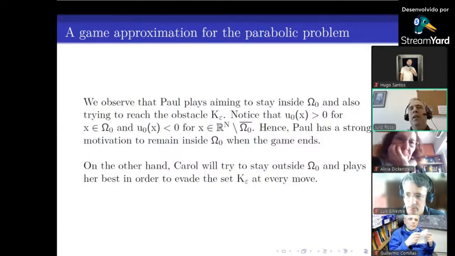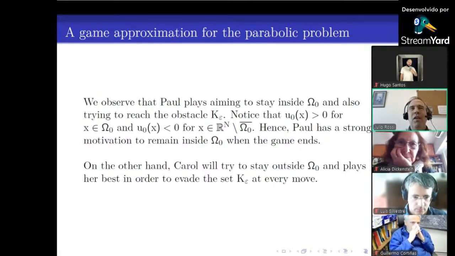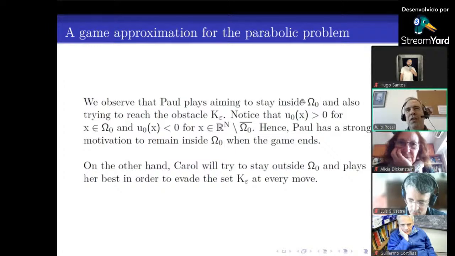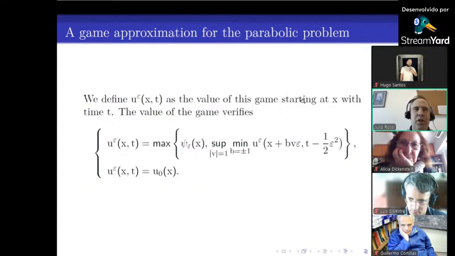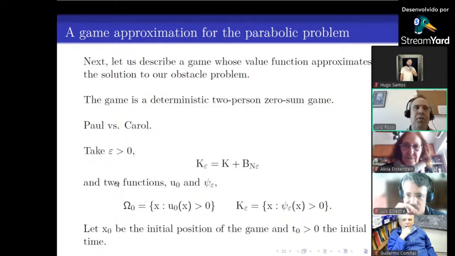What do the players want to do? Paul wants to stay inside omega 0. Why does he want to stay inside omega 0? Because omega 0 was the set where u0 is positive. Omega 0 is where u0 is positive. So if you reach omega 0 for t equals 0, then Paul is winning, is getting some money.